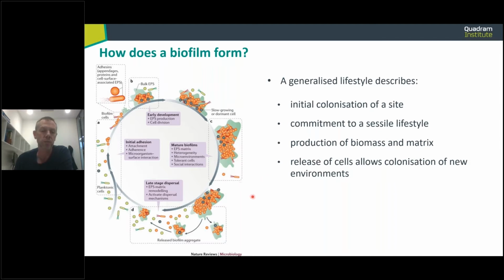This is a diagram from a review that Paul Stoodley's group put out a couple of years ago, which encapsulates the events that are happening in these different stages quite nicely. So you go from planktonic cells to initial adhesion, where lots of adhesion molecules are very important, the development of the biofilm by either recruitment of cells or maturation and growth of cells within it, production of biomass to make the mature biofilm, before cells and aggregates get released to colonize new environments. And understanding this biology is important to being able to come up with ways to intervene, to either inhibit, block, or promote a biofilm, depending on what you want to do.